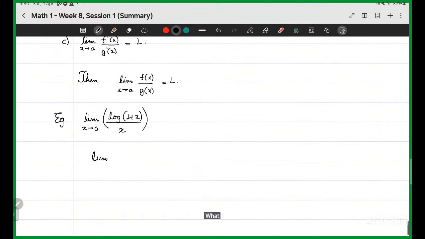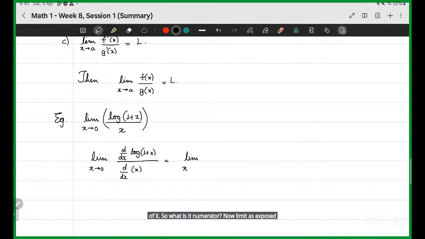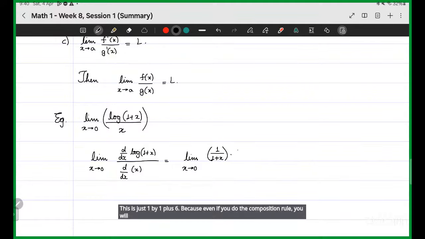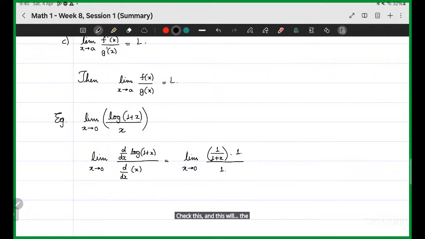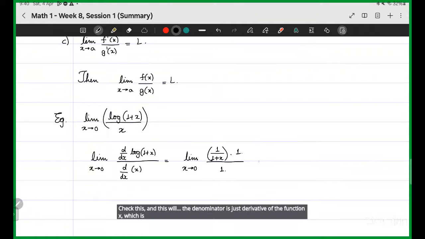What can you say about the limit as x goes to 0 of d by dx of log of 1 plus x, divided by d by dx of x? So what is the numerator now? This is just 1 by 1 plus x, because even if you do the composition rule, you will be times 1. Check this. And the denominator is just the derivative of the function x, which is 1.